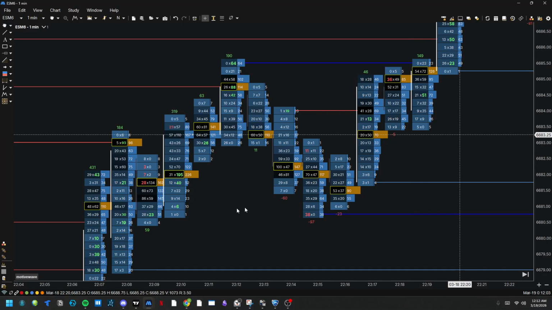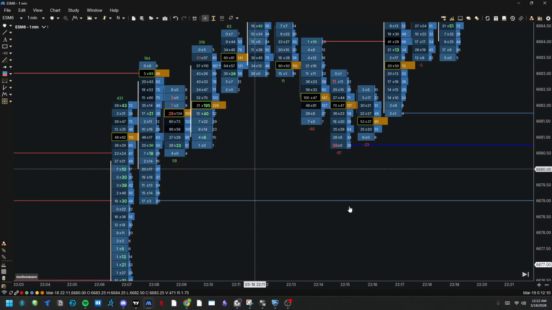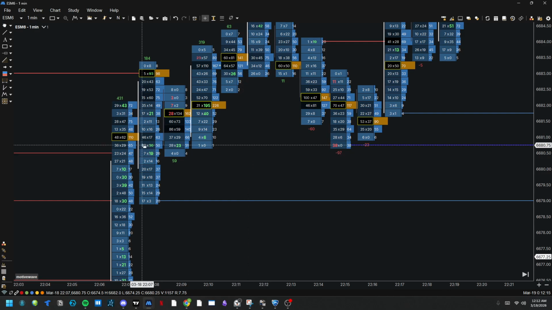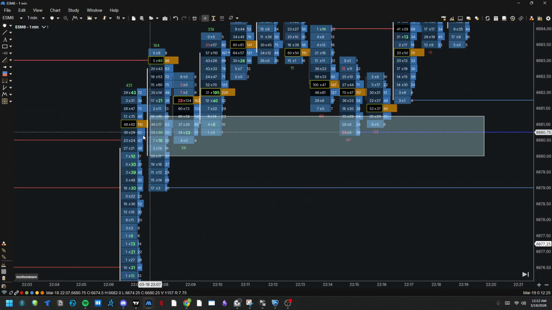Also, this here also works, by the way. If you see stacked imbalances, you already know why, I don't gotta explain this to you. I just explained it a few minutes ago. Even up here, right there. This whole area.